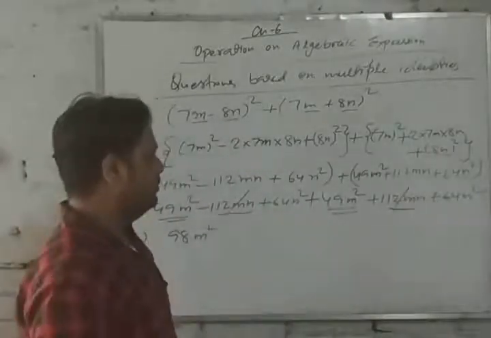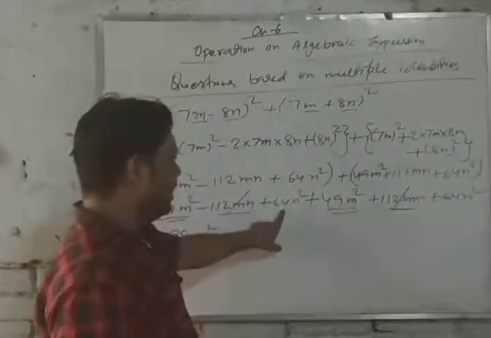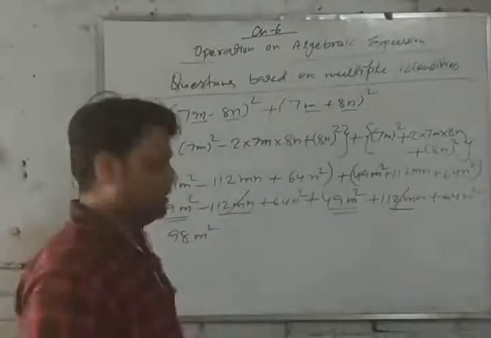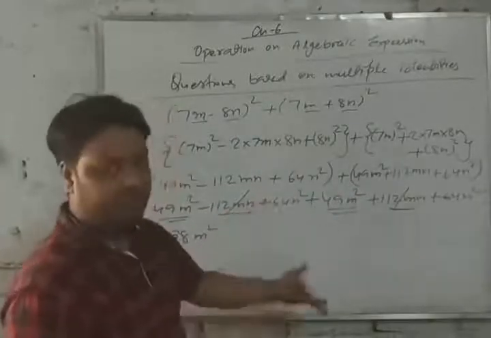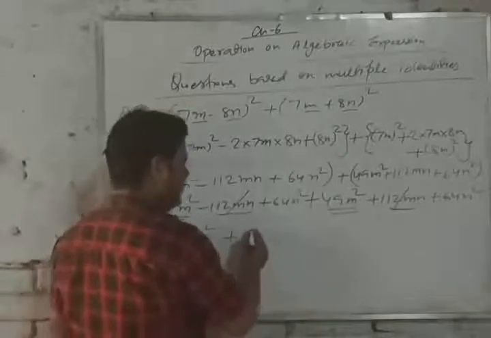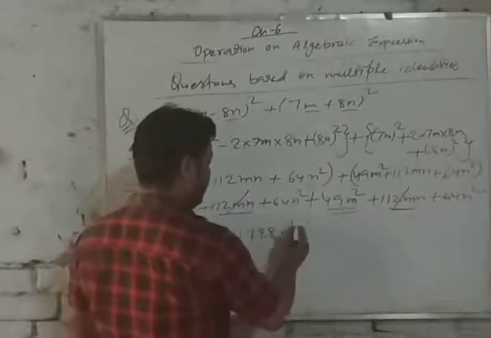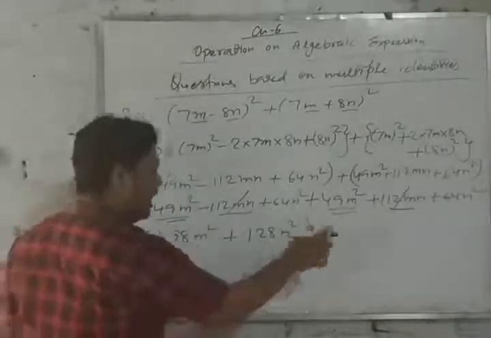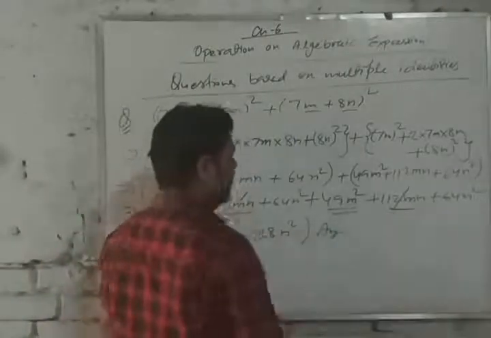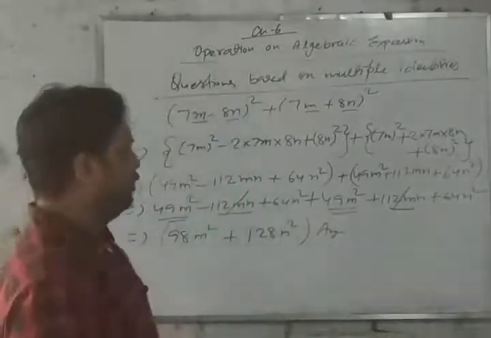Okay. Now 64n² and 64n², same term and with the same plus sign, so we will add, and it will be 128n². Now both are unlike terms, so this will be our answer. Okay, I hope that you all have understood.